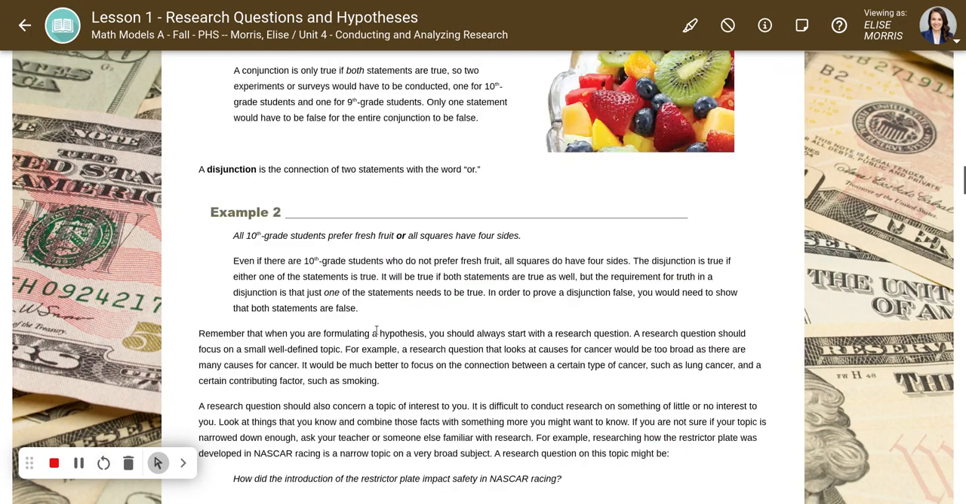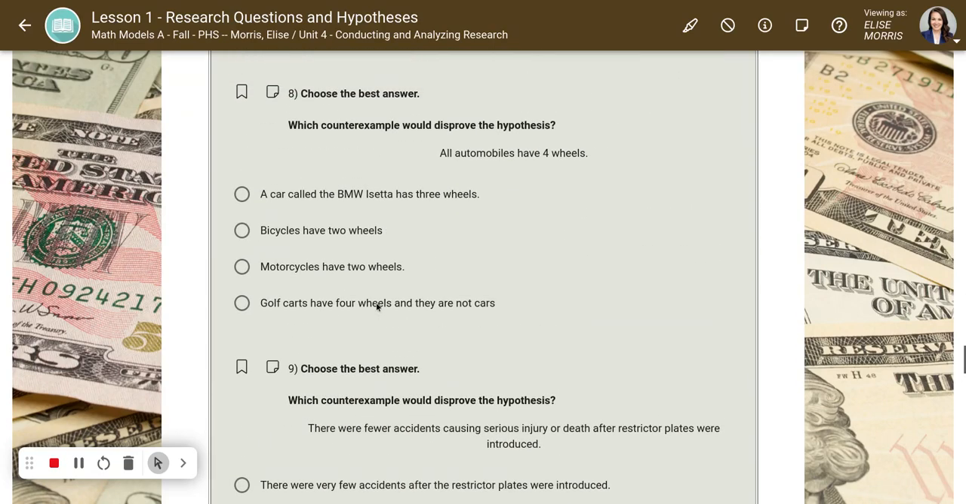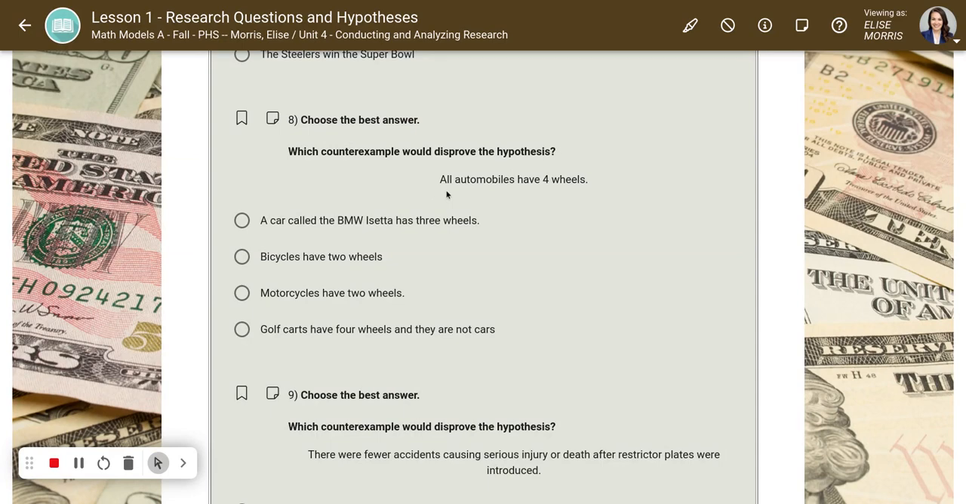So if you have, for instance, a sentence like this, all automobiles have four wheels, which counterexample would disprove the hypothesis? You want to think of an example that meets the hypothesis, but you come up with a different conclusion, meaning it has to be an automobile. Okay, if we're trying to disprove automobiles have four wheels, we can't talk about cats. So it has to be an automobile, but we have to come to a different conclusion where it doesn't have four wheels. So look down below and find the one that is an automobile.